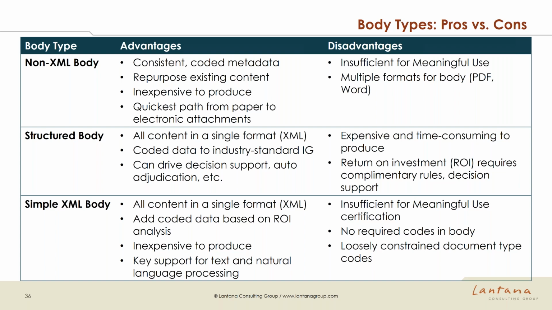Also, the document type codes are somewhat loosely constrained. So the proposed implementation guide for a simple XML body, or XDoc, just says you need to use one of the document type codes from LOINC, whereas the CCDA implementation guides give you value sets for each of the document types, or in many cases single codes. So based on the implementation guide, exactly what you're going to pick. With a simple XML body, you might have to go to LOINC and learn how to look up LOINC codes on your own. Okay, next slide.